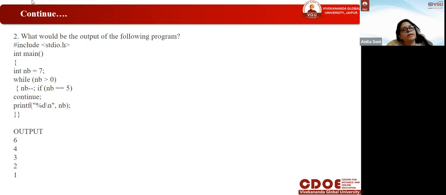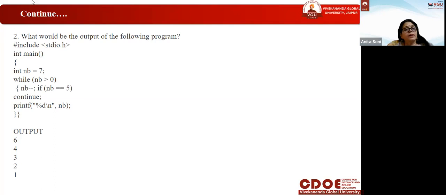So first nb is 7, 7 greater than 0, 7 minus 1, 6. Is it equal to 5, no. Then it will print 6. 6 greater than 0, 6 minus 1, 5. Right? 5 equal to 5, so 5 will be skipped, it won't print it. Then 5 greater than 0, 5 minus 1, 4. 4 equal to 5, no. Then 4, 3, 2, 1 will be printed.